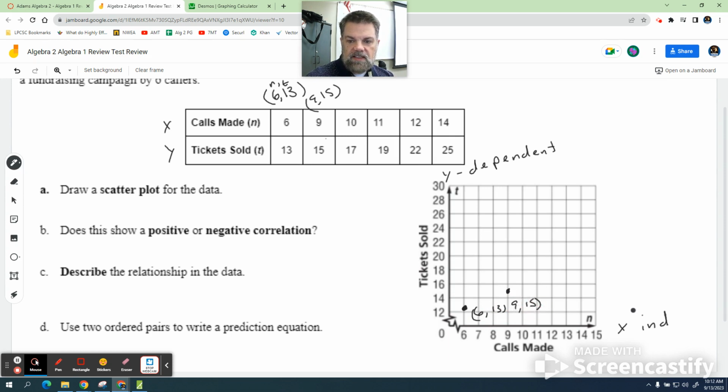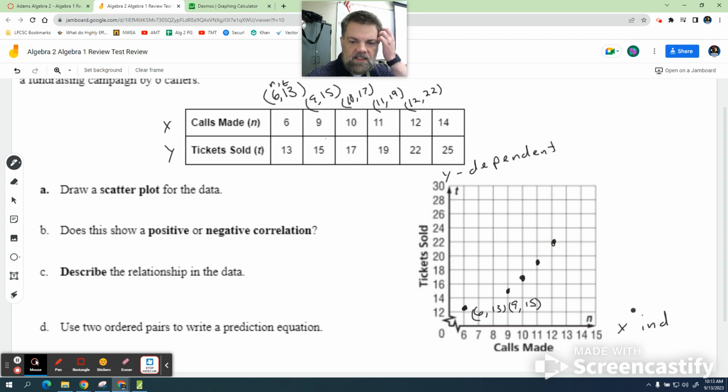All right, next is 10 comma 17, so I'm going to go over 10 and up 17. That's going to be there. This would be 11 comma 19. So I'm going to go over 11 and up 19, which would probably be about right here. And then this will be 12 comma 22. So I'm going to go over 12, up 22.